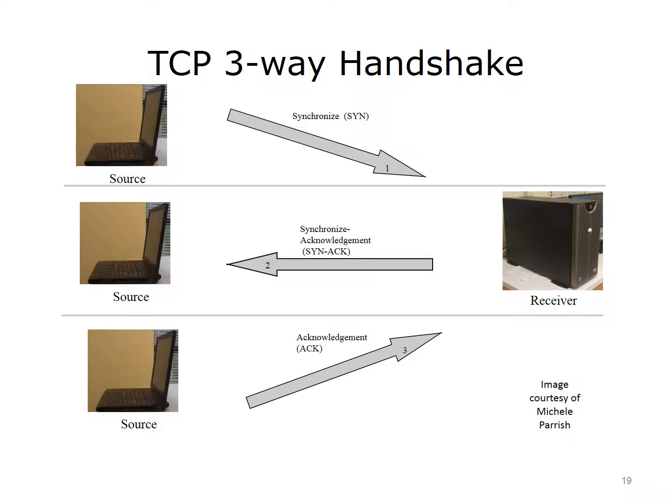Lastly, the client will send an ACK back to the server. The sequence number is set to the received acknowledgement value, i.e. A plus 1, and the acknowledgement number is set to one more than the received sequence number, i.e. B plus 1. At this point, both the client and server have received an acknowledgement of the connection, and data transmission will start.